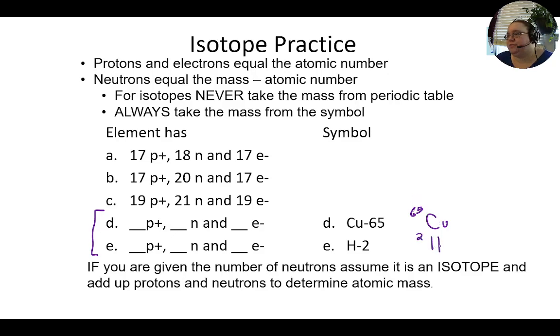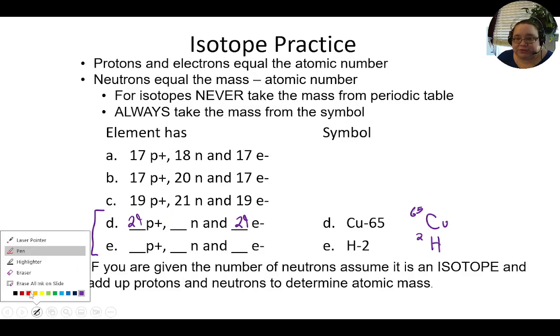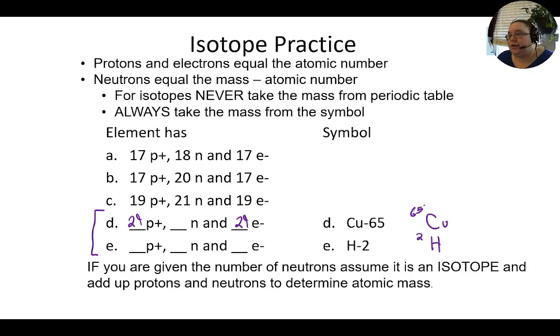Same thing with my hydrogen 2. So my number of protons. Protons equals atomic number. So I'm looking at my real periodic table and I'm looking for Cu. It is element number 29. That means it has 29 protons and 29 electrons. My neutrons, this is the only thing that's different. Don't use the mass from the table. Never ever use the mass from the table for an isotope. You've got to use the mass that's given to you.